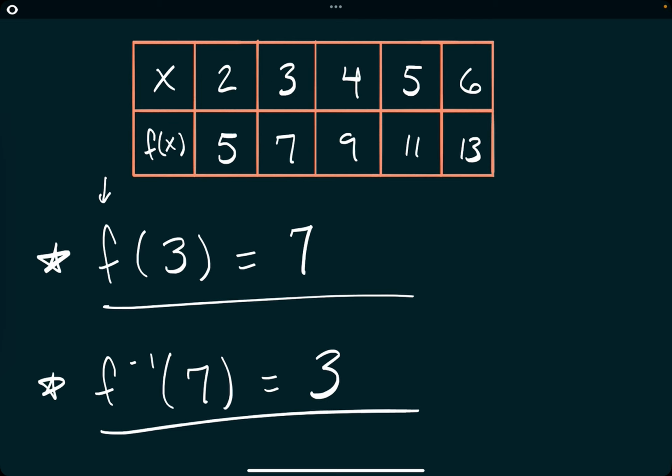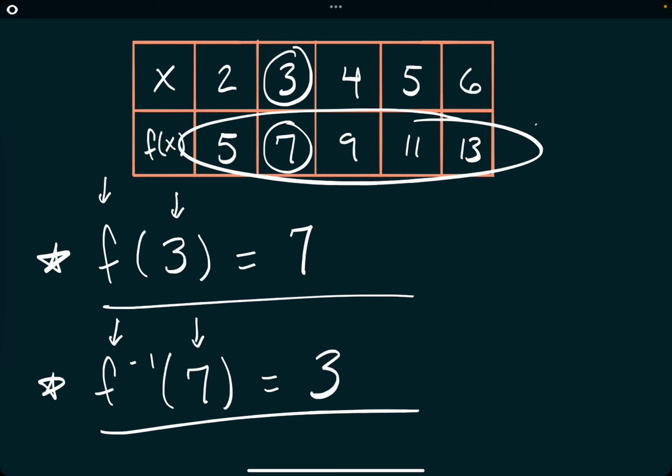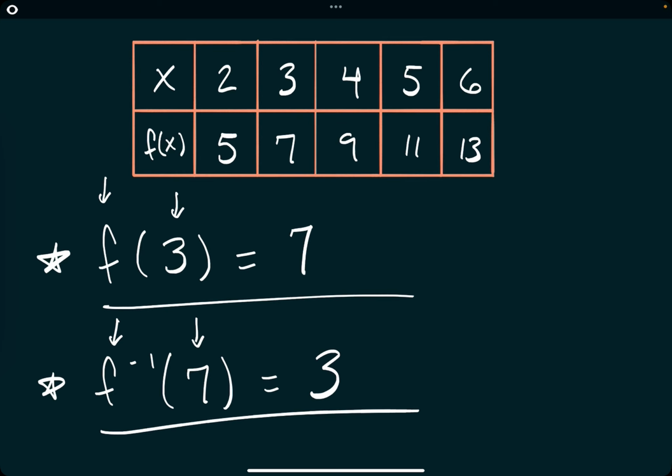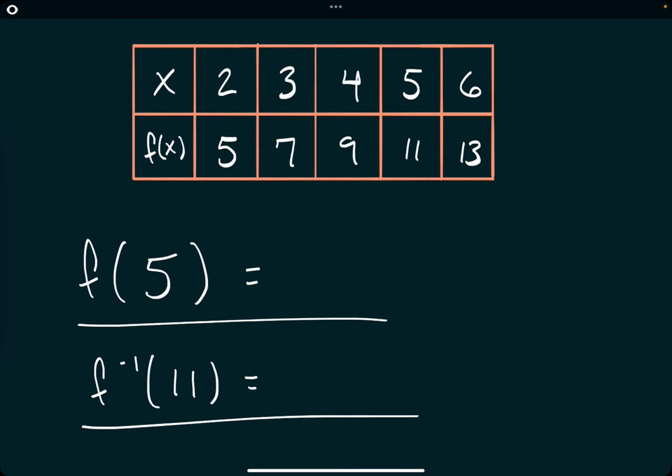So to find an original f value, we know to plug in 3, which means we look at the x value of 3, and it corresponds to an f value of 7. For f inverse, we just do the opposite. If the input is 7, we look at the f values, find the 7, and see that it corresponds to 3. So it's just doing the opposite. Let's try another one. What's f of 5? Well, f of 5 is 11. When x equals 5, f equals 11. How about this? What's f inverse of 11?